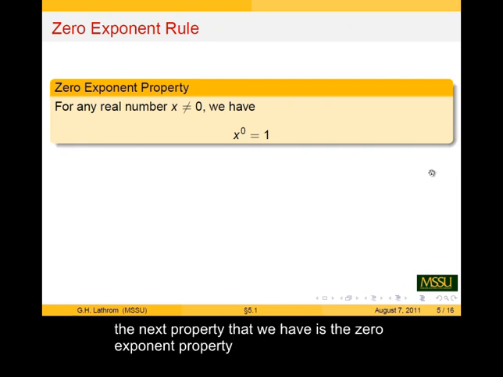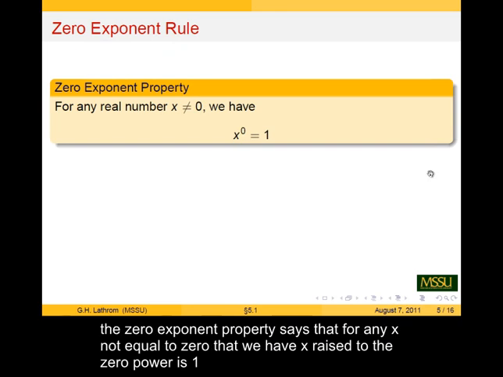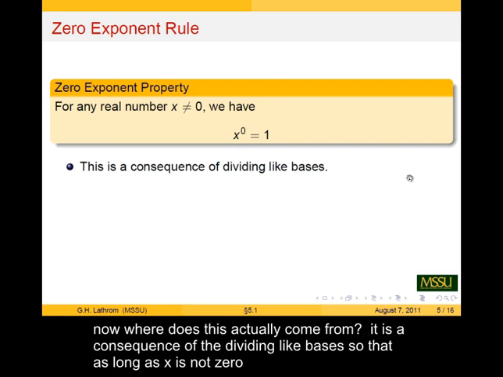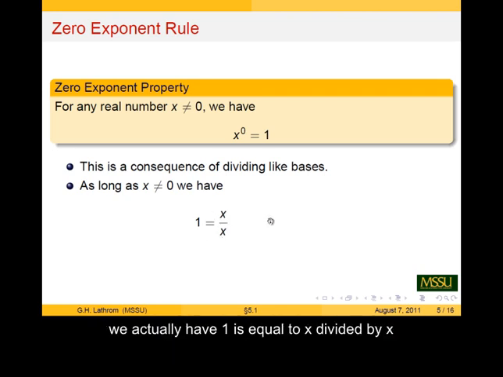The next property that we have is the zero exponent rule. The zero exponent property says that for any real number x, as long as x is not 0, we have x raised to the 0 power is 1. Now, where does this actually come from? It's a consequence of dividing like bases. So as long as x is not 0, we actually have 1 is equal to x over x. Anything divided by itself is 1.